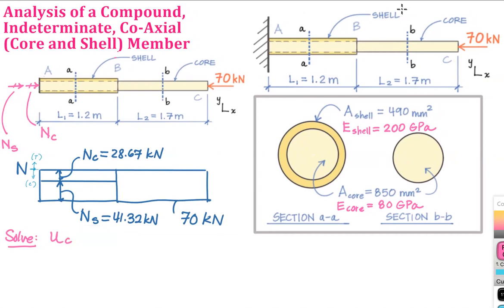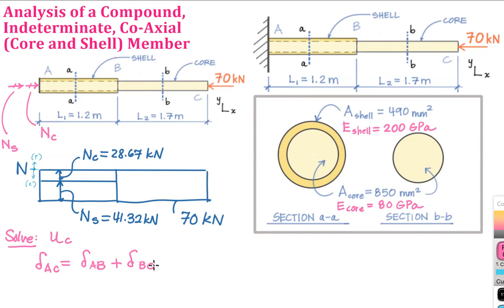The reason why is because we do have compression for the entire length. That means we have net shortening, no elongation, and our boundary condition, our fixed support, says that A can't move. Therefore, C must translate to the left. We also know that the deformation between A and C is equal to the cumulative change between A and B and between B and C.